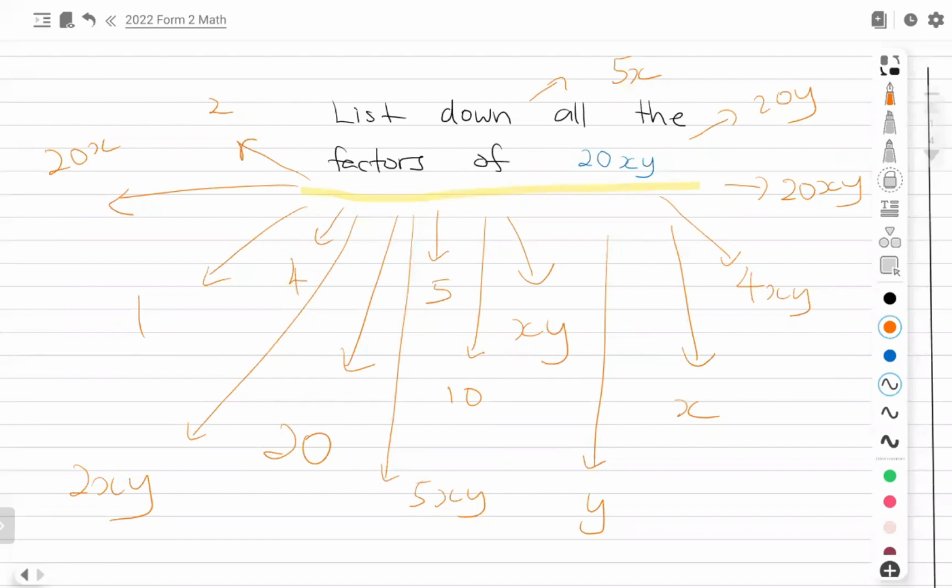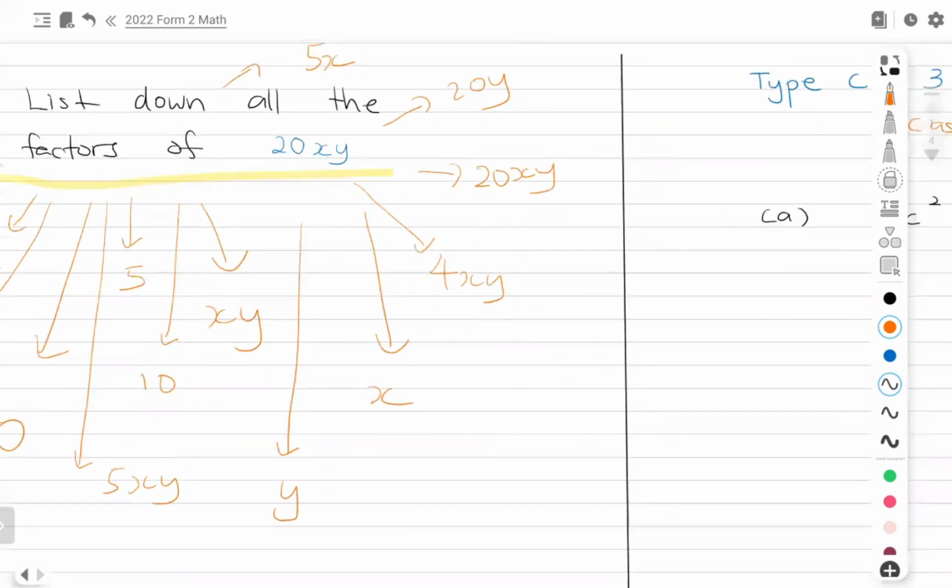It will be a long list, right? So as long as you look at the algebraic term, there are many factors actually, especially including the number itself and also the letter, the alphabet.